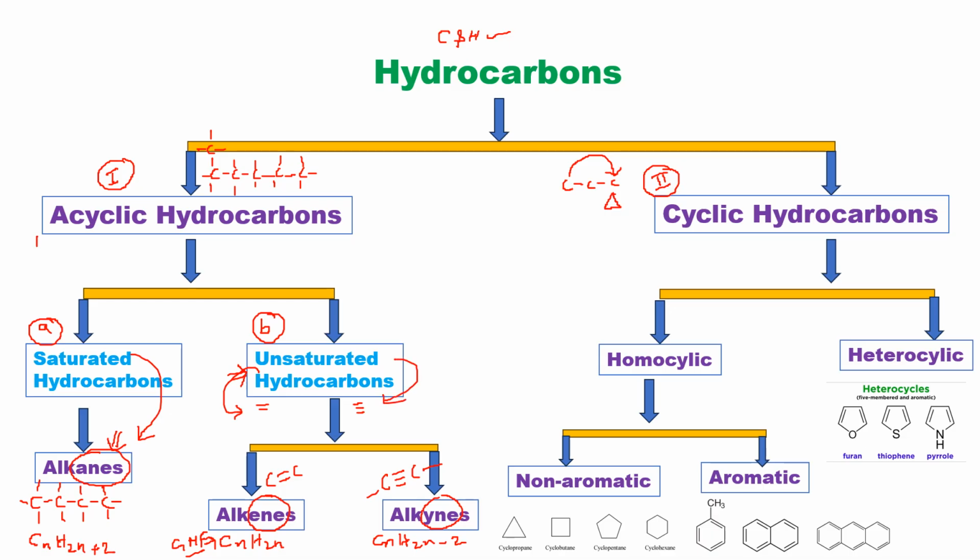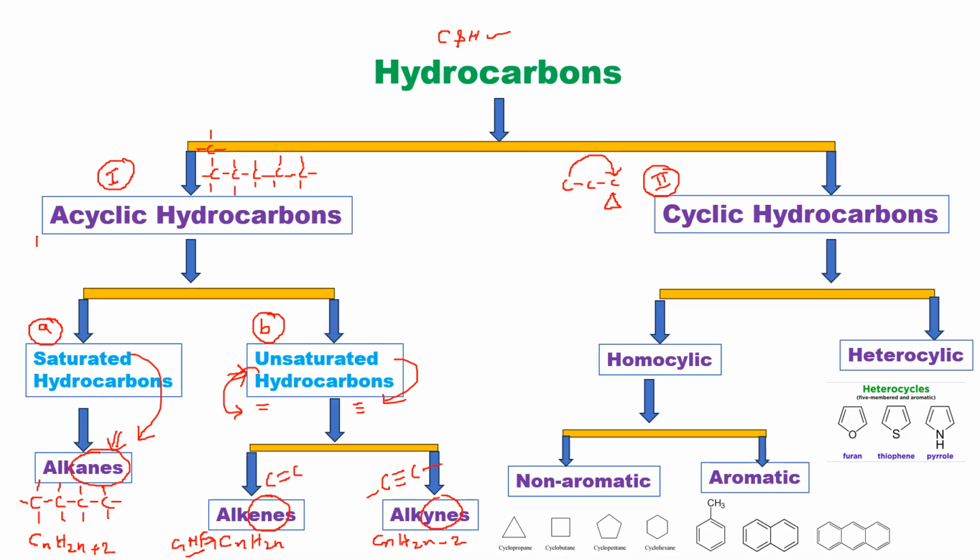Sometimes in competitive exams, they ask you to give one example for an alkene. You can take ethene, propene, butene, pentene, hexene. These have double bonds, all enes. Or you take propyne, butyne, pentyne, hexyne, heptyne, octyne. These are alkynes. These double bonds and triple bonds belong to unsaturated hydrocarbon compounds.